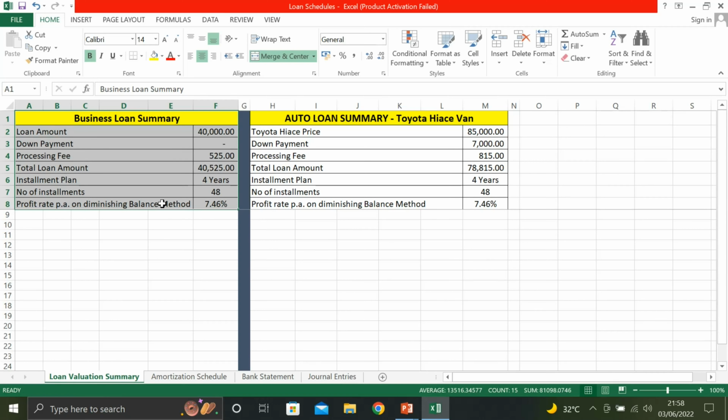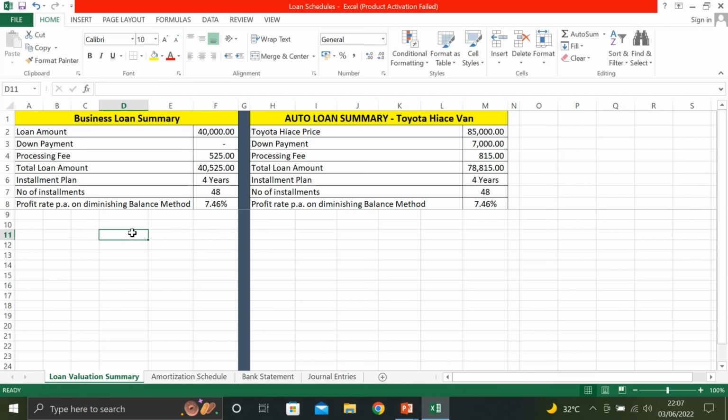As you can see, we prepare these summaries because this summary provides us a comprehensive overview of the loan: what the loan amount is, what the processing fees are, what the rate of interest is, and how many installments you need to pay to clear this loan. Secondly, it will also help us to record the initial journal entry that we will see at the end of this video under accounting entries for the business loans and lease contracts.